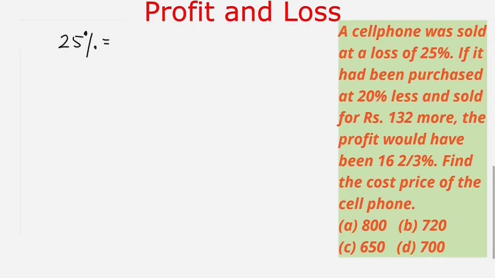25% when expressed in fraction comes out to be 1 upon 4. 20% when expressed in fraction comes out to be 1 upon 5. Another percent given in this question is 16 whole and 2 upon 3%. This when expressed comes out to be 1 upon 6.